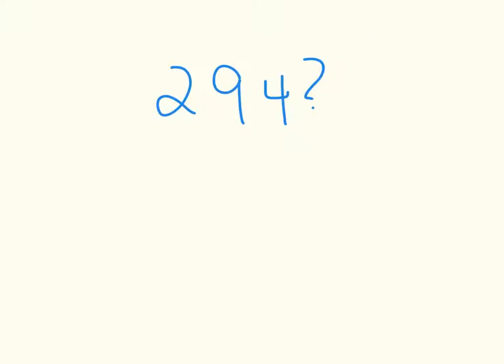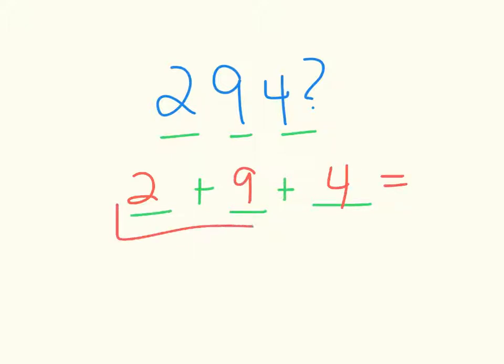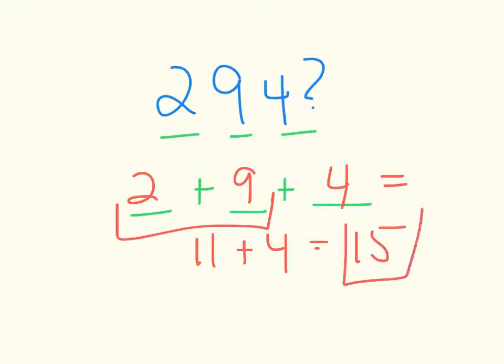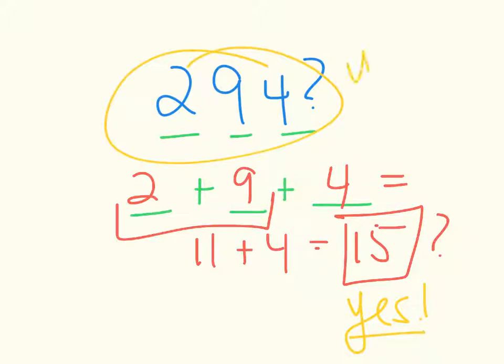So let's take a look at the first example, 294. Once again, we're thinking of an addition problem. We have 1, 2, 3 numbers. So we want to set that up. And we are going to add 2 plus 9 plus 4. Well, 2 plus 9 is 11, and 11 plus 4 equals 15. Is 15 divisible by 3? And the answer should be yes. So that would mean that 294 is also divisible by 3.